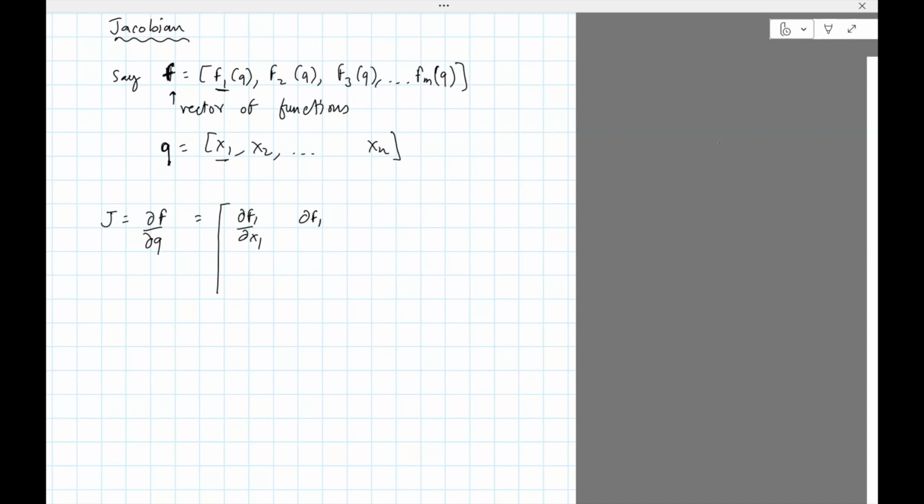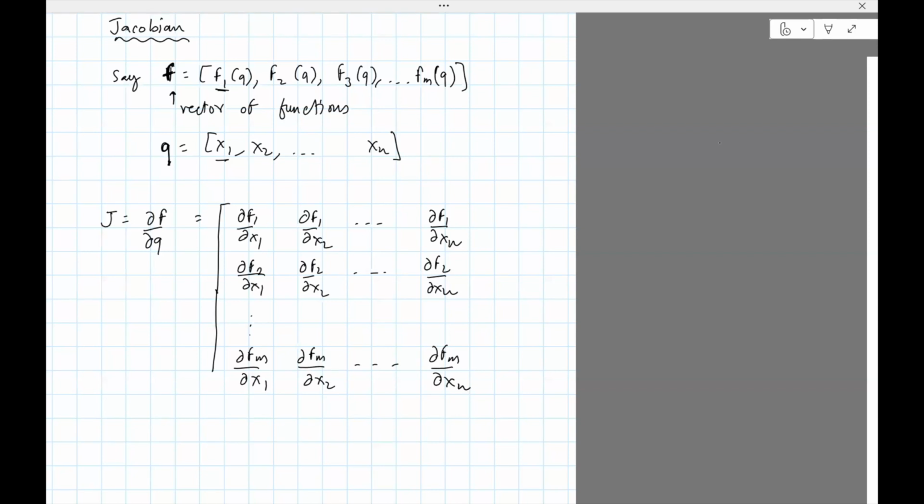And then df1/dx2, and so on till df1/dxn. Then df2/dx1, df2/dx2, and so on. I keep doing that till I reach dfm/dx1, dfm/dx2, and so on till dfm/dxn.